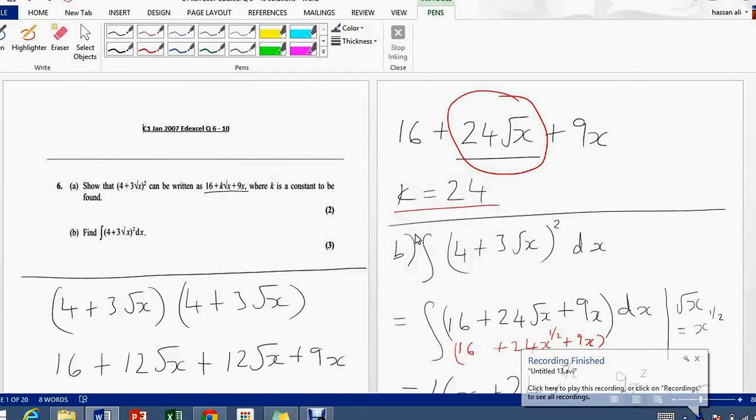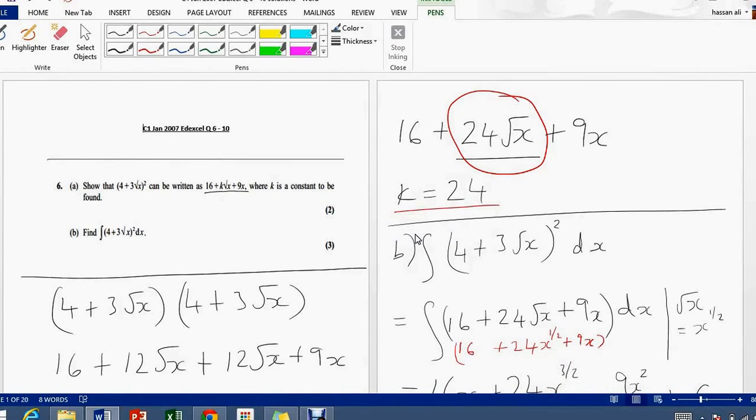Okay, in this video we'll be looking at C1 January 2007 Edexcel questions 6 to 10. The first question, question 6, is asking you to expand (4 + 3√x)². It tells you how it wants to be written, but also wants you to find the value of k. So a simple step of just expanding the bracket.